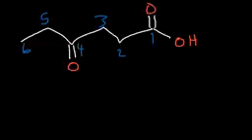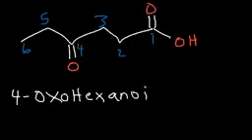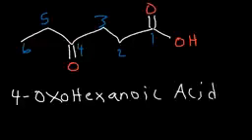So how can we name a ketone as a substituent? This is going to be called 4-oxo, and after that, just the rest of the name, which is hexanoic acid, since we have a 6-carbon chain. So ketones and aldehydes have the name oxo whenever they're the substituent instead of the parent chain.